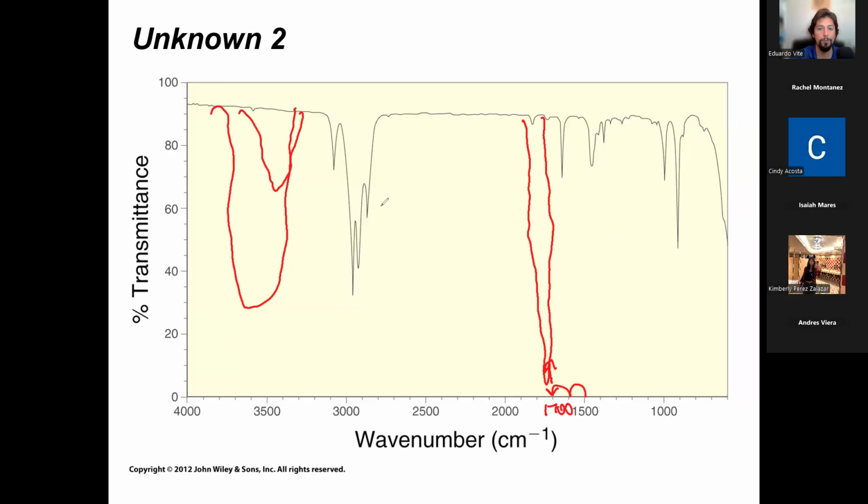So this is where we would pay attention to our CH peaks, our CH stretches. Take a look at this one right here. That one is a little stronger than the rest, and it's sharp. What's a little stronger than a regular CH?